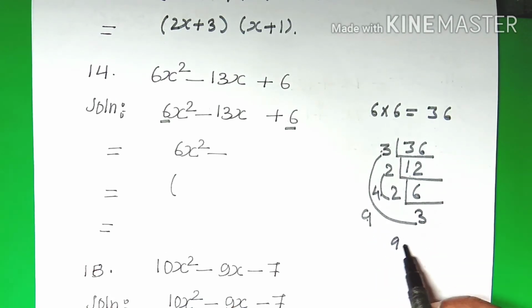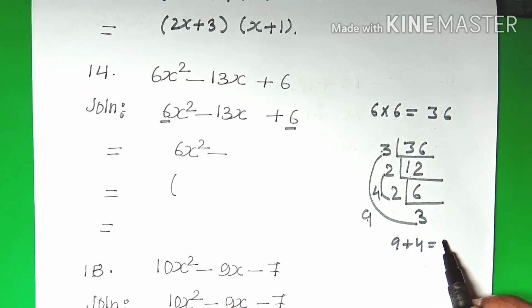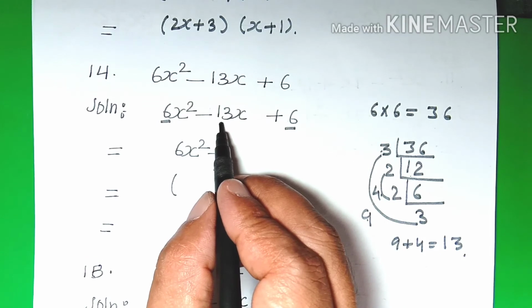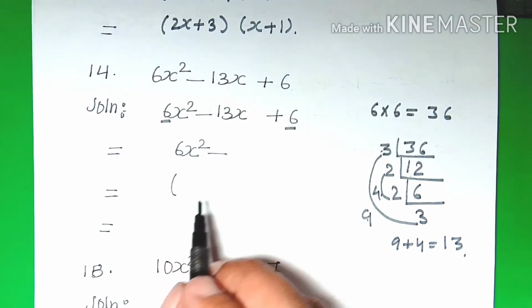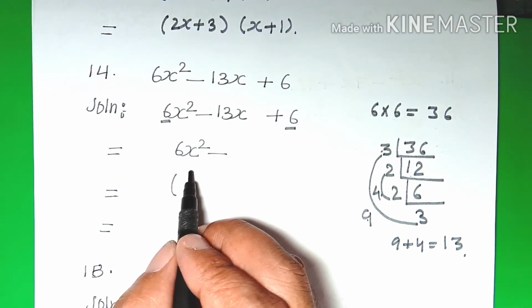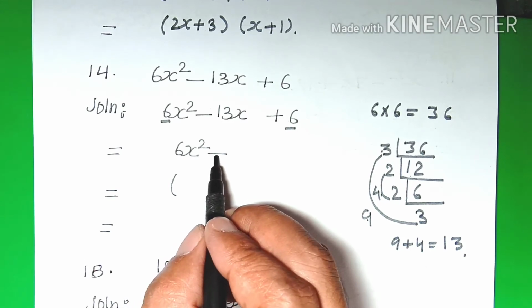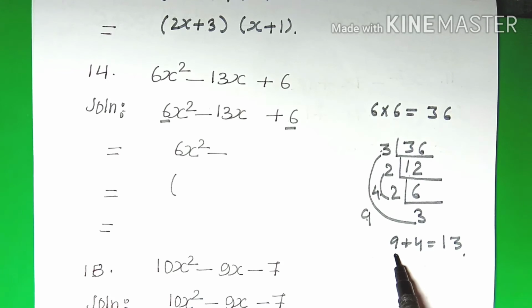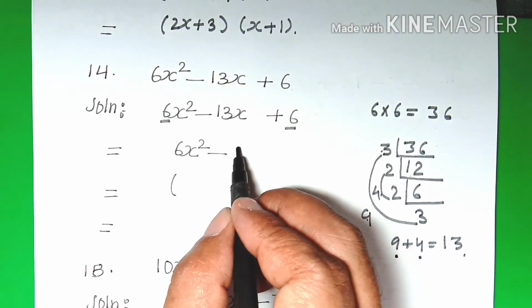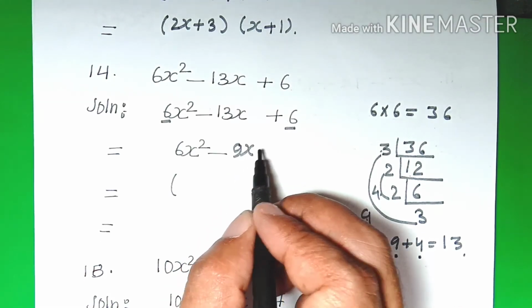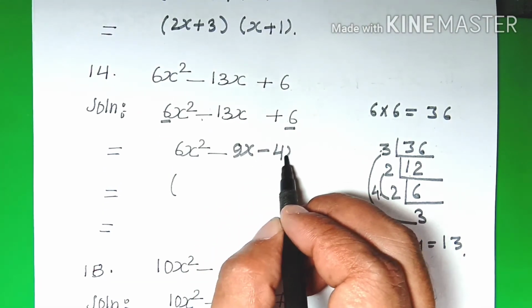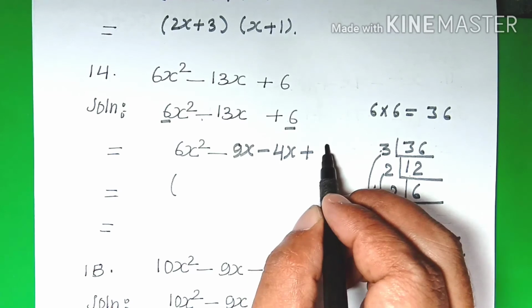That means here now 9 plus 4, which is also equal to the sum 13. That means I've got here the sum equals 13. Now 6x squared we can drop as it is, minus also you can drop as it is. Now this 13 you'll have to replace with 9 and 4. So we take the bigger value 9x, minus plus minus. The second value we have here 4x plus we have here 6.